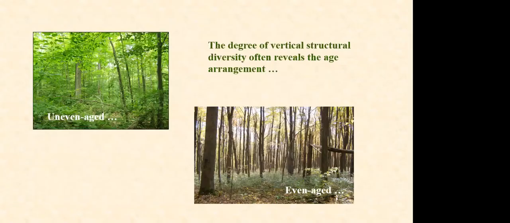So the degree of vertical structural diversity often gives us a good clue to the age arrangement. Uneven age on the left with the green wall, a variety of tree heights and foliage associated with it, even age stand being a leafy canopy that's essentially elevated well above the ground. You can see through these things long distances.